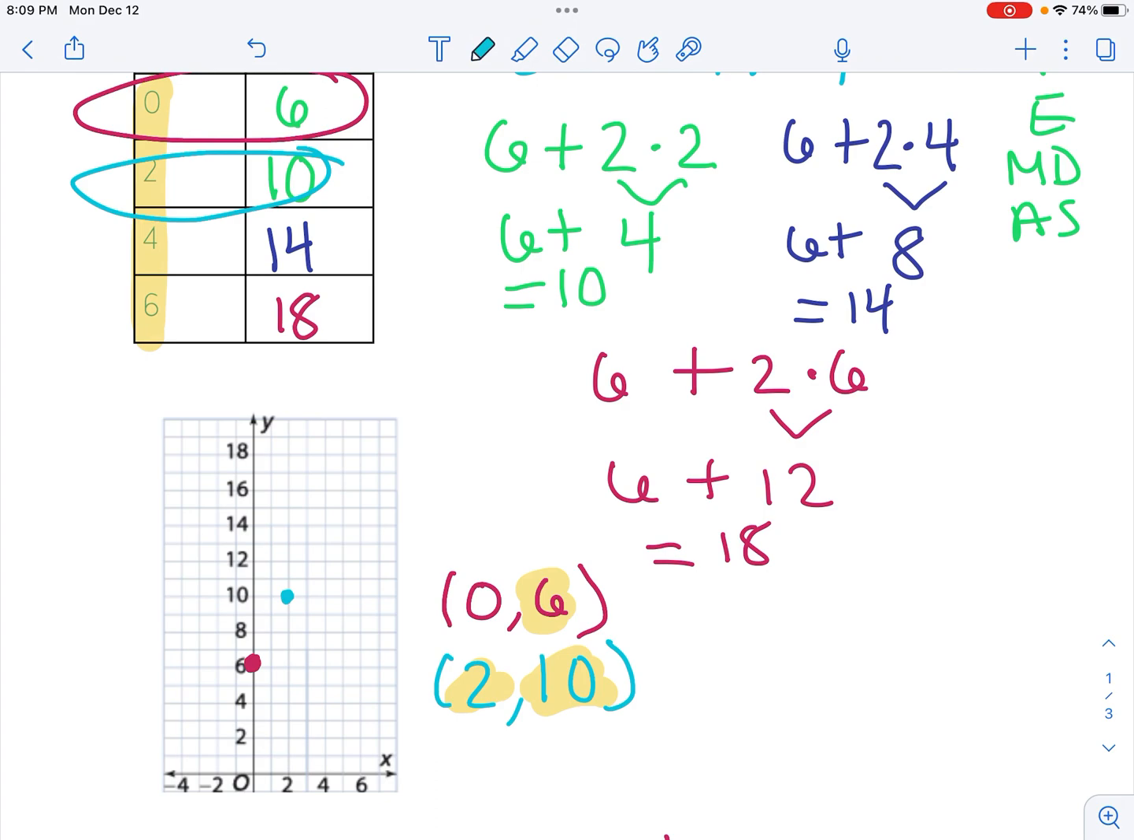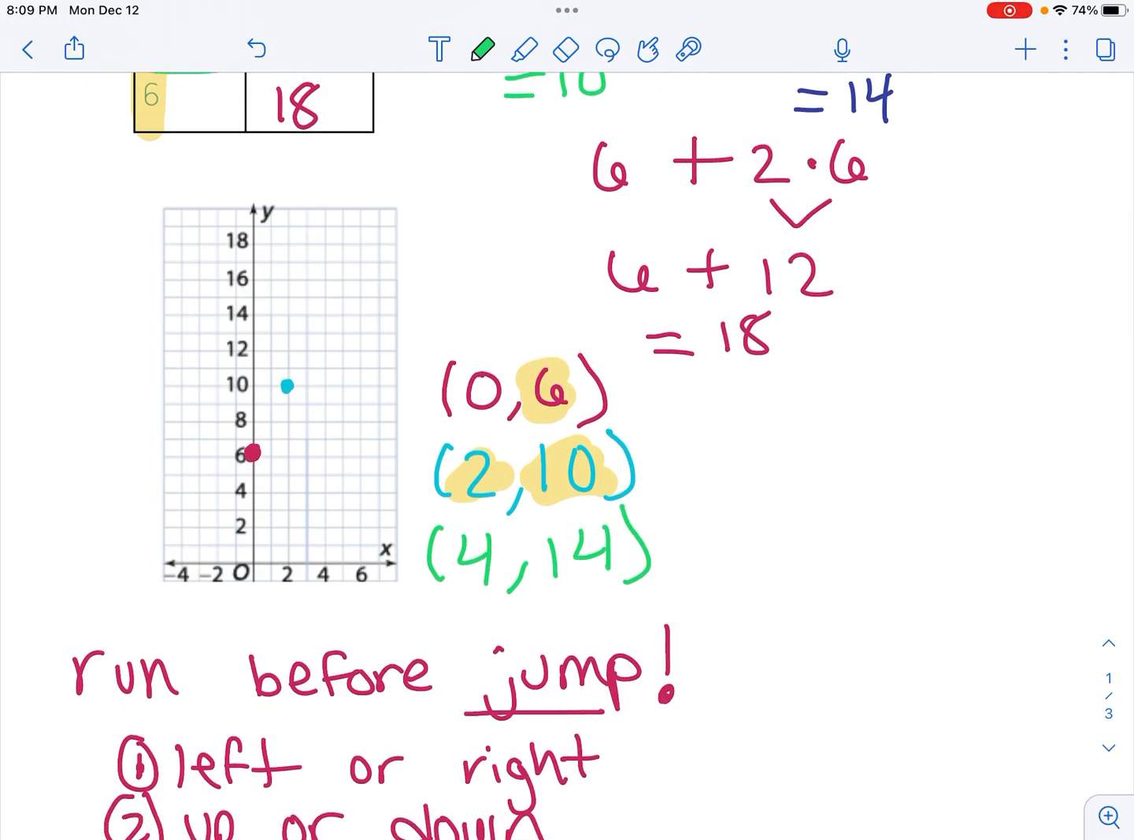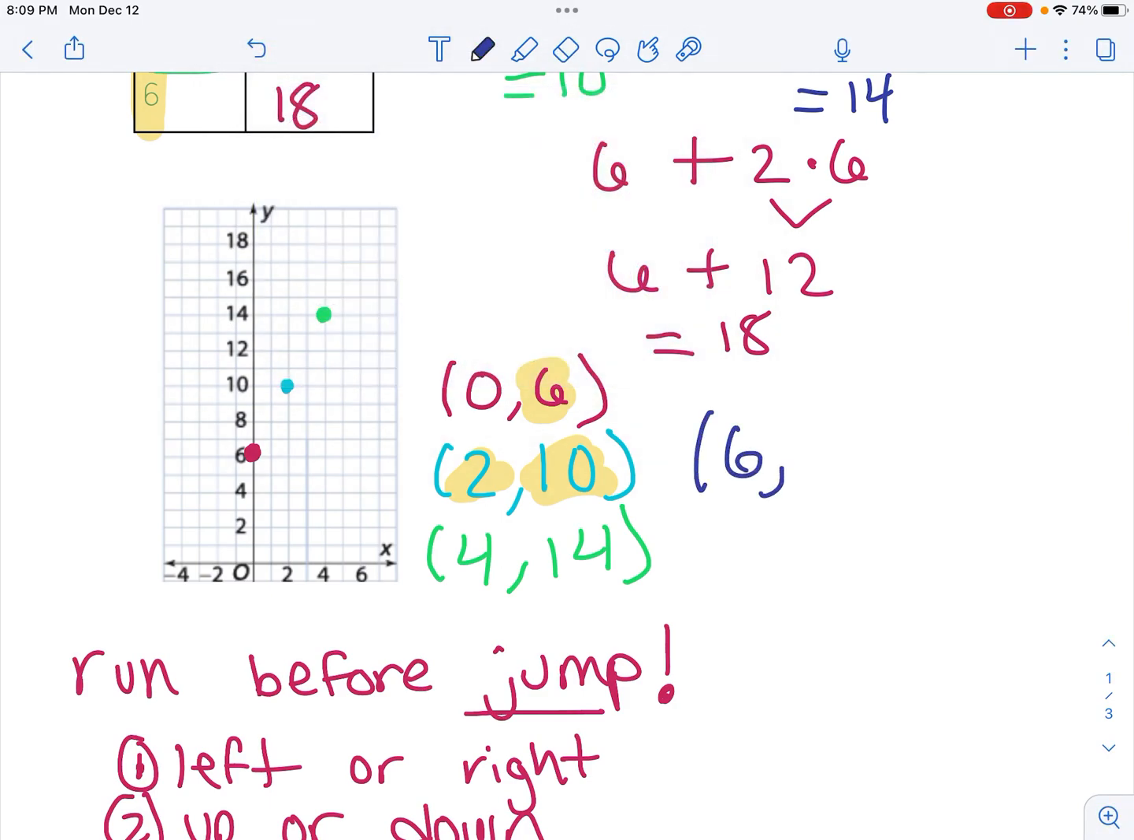My next point is at (4, 14). So I need to go over 4 and then up to 14. And my last point is (6, 18). So I need to go over 6 and then all the way up to 18.